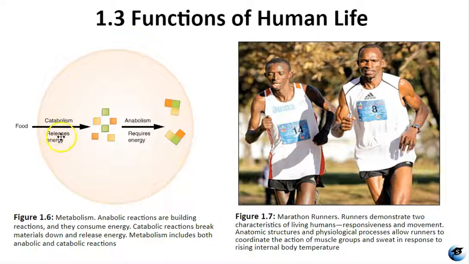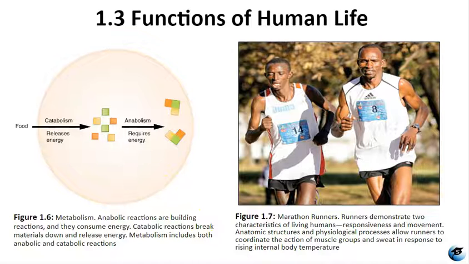So here you can see the catabolism is going to release energy. It's taking larger substances like food that you eat and breaking them down into smaller molecules. Whereas anabolism is going to take the smaller molecules and put them together in order to make larger, more complex substances, and this process actually uses energy.